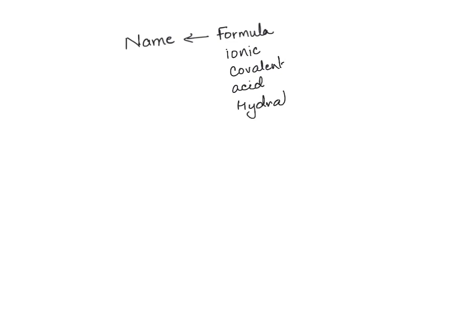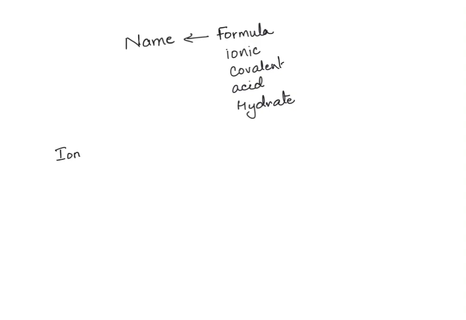To write names of compounds from formula. So given the formula, if you want to write the name of the compound, the first thing you have to do is identify if the compound is ionic, covalent, acidic, or hydrate. How will you do that?